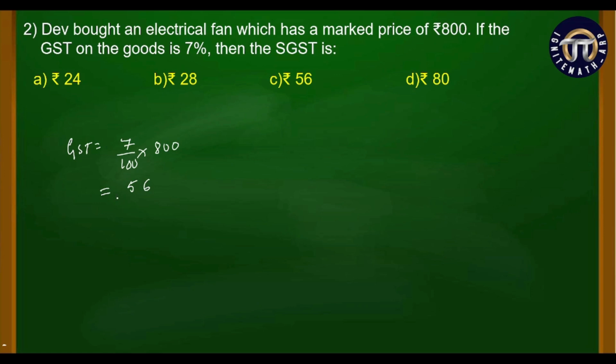Okay, 56 rupees is the GST paid. In this GST, half of 56 is 28 rupees, and 28 rupees will be distributed among the state and the center, that is SGST and CGST. You can either do it like this, or you can do it like 3.5% of 800 will be your SGST as well as CGST. No problem.